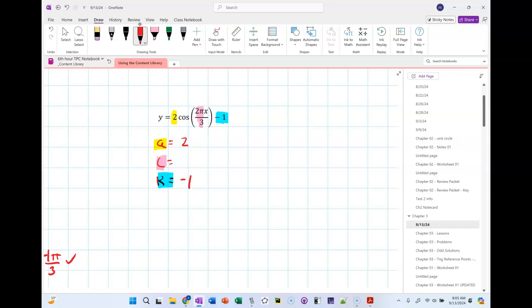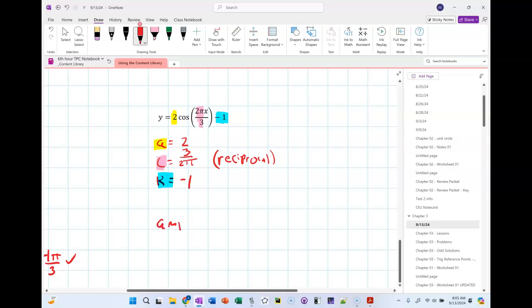But remember, c isn't just the coefficient. I need the reciprocal. So I will flip that to be 3 over 2 pi. Again, the c is always the reciprocal of that coefficient on the x.